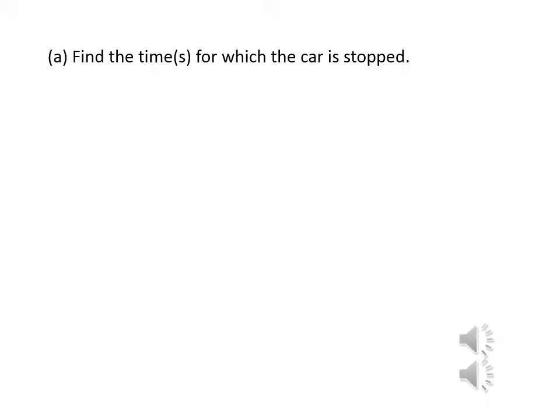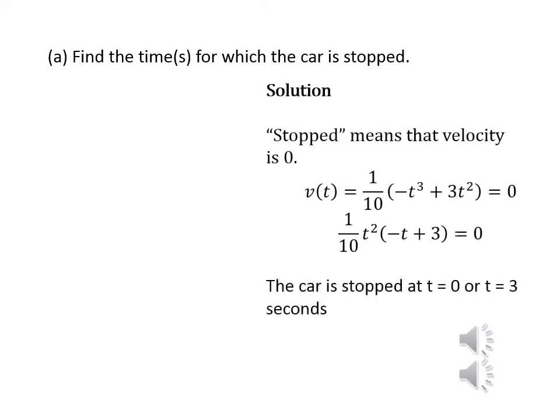A. Find the times for which the car is stopped. Now stopped means that the velocity is 0, and so we set the velocity equal to 0, and we solve the equation, remembering that factoring is our friend. This gives us two solutions, t equals 0 and t equals 3, and so we present our solution: the car is stopped at t equals 0 or t equals 3 seconds. The work that precedes justifies our answer.